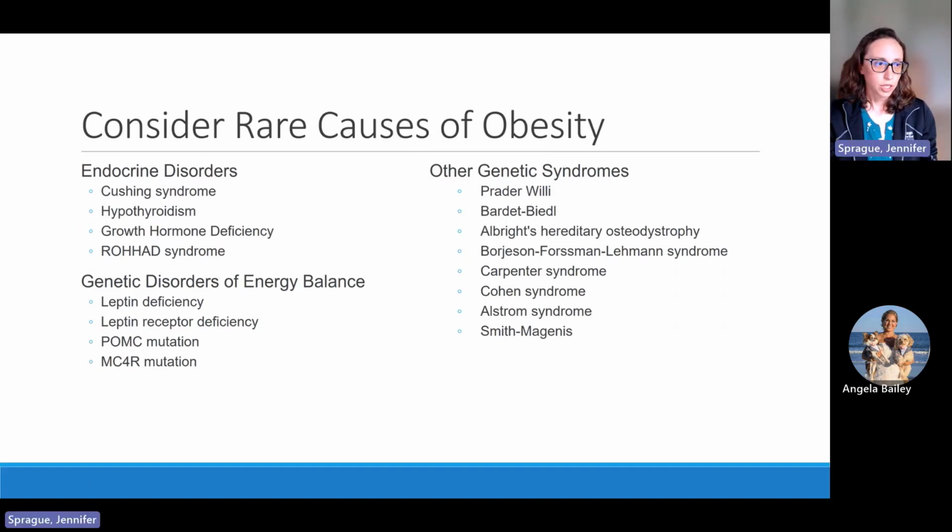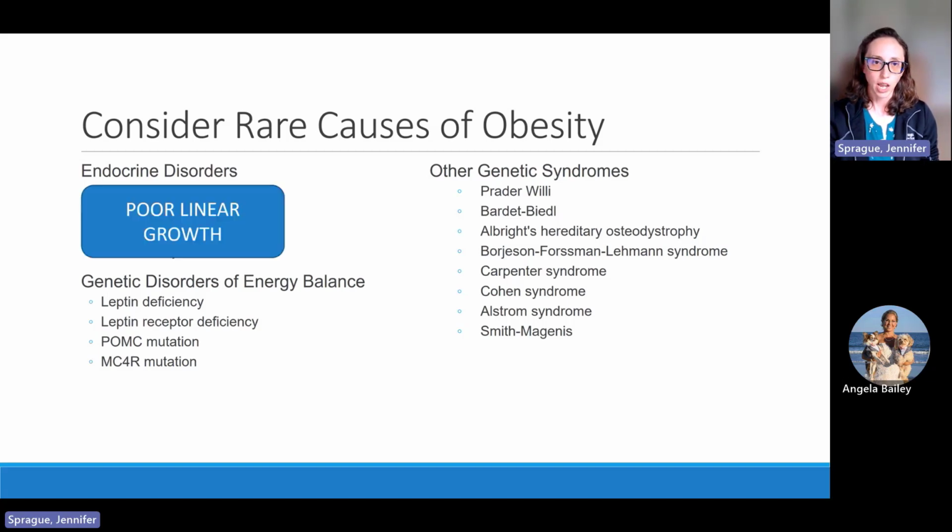So you've taken your history, you've done your physical exam. It's important to think about what are causes of obesity. Are we missing anything that has a specific targeted treatment? So first, think about endocrine disorders. So Cushing's syndrome would be excess cortisol, hypothyroidism, growth hormone deficiency, or a rare syndrome called Bardet-Biedl syndrome.